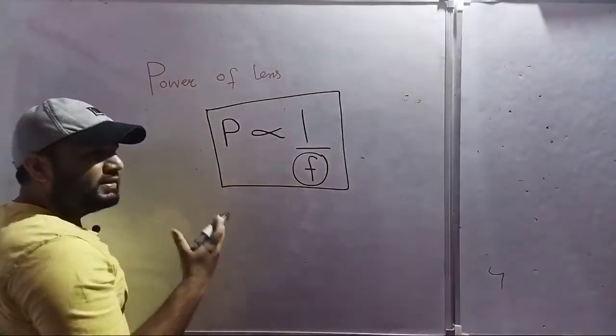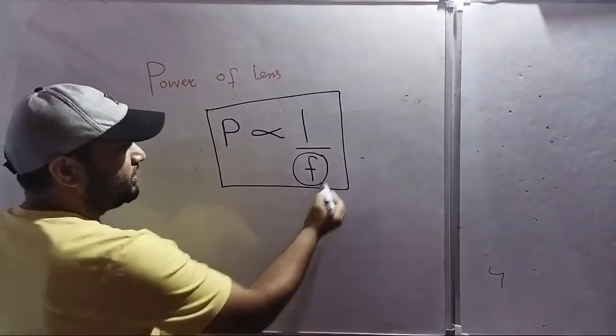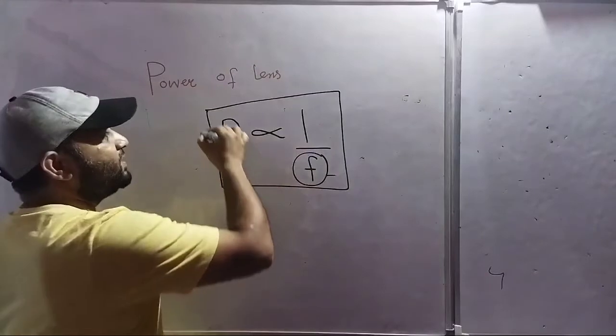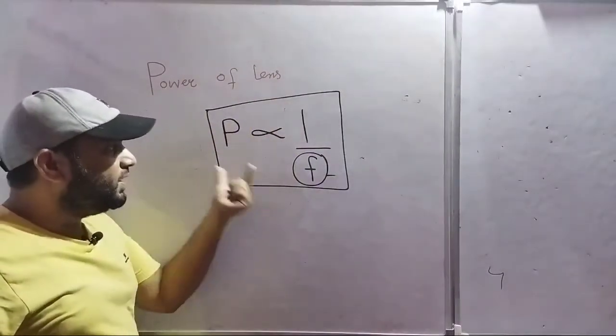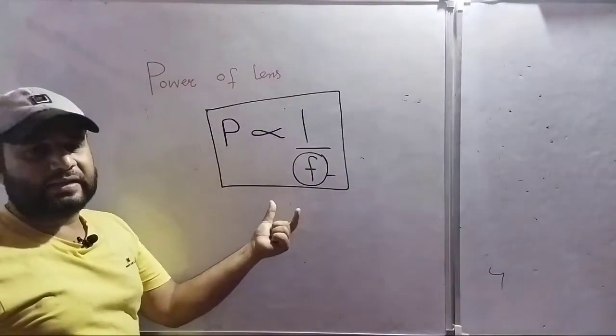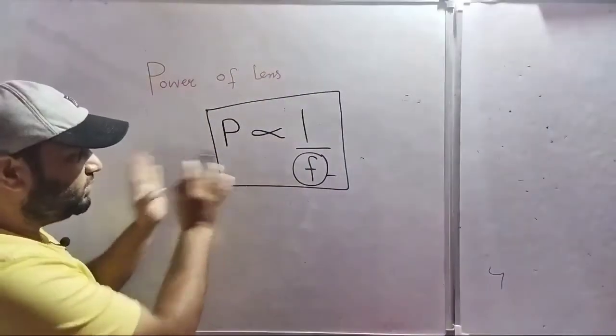So power of lens किसका ज्यादा होगा? जिसकी focal length कम होगी. क्यों? Because आपका expression ही बोल रहा है कि power of lens is inversely proportional to the focal length. I hope it is clear too. So these are the two things.